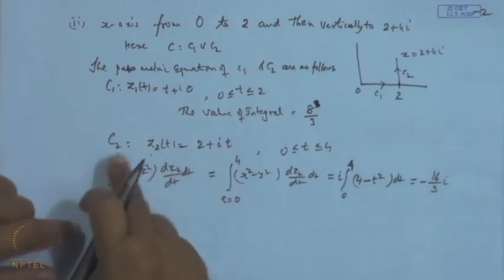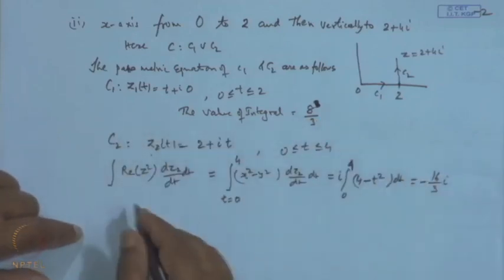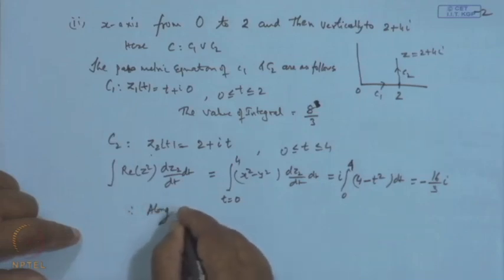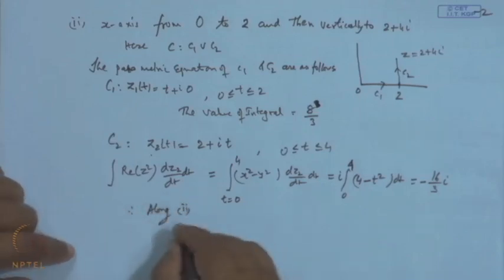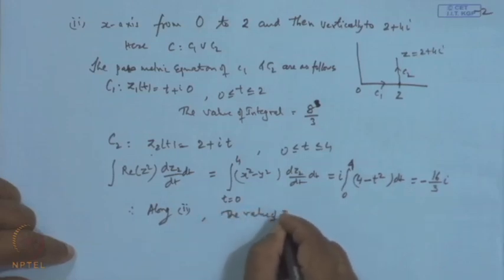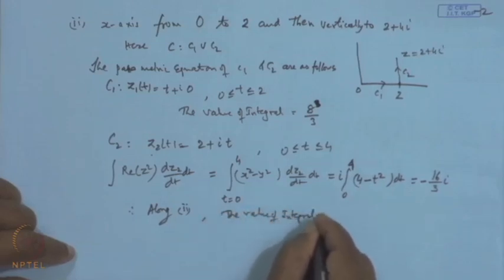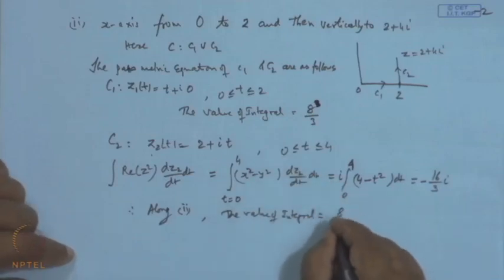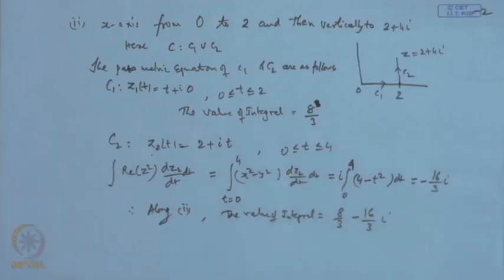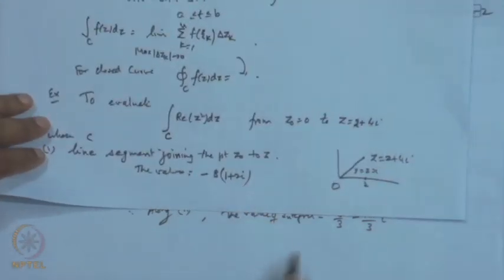So along C1 the value is this, along C2 it is this, therefore along the second path, the value of the integral over C1 union C2 is 8 by 3 minus 16 by 3 i. Earlier the value was something different, it was minus 8 times (1 plus 2i).